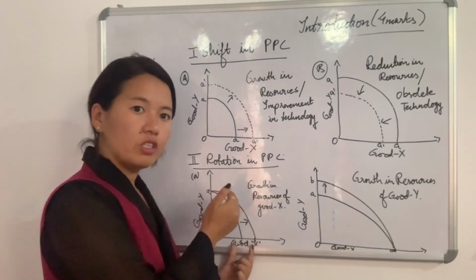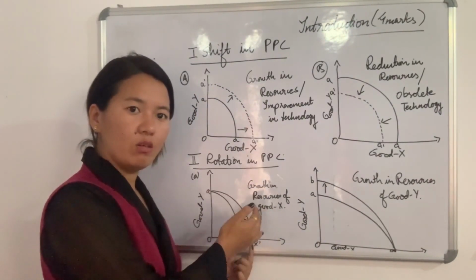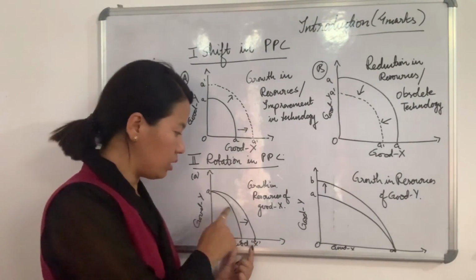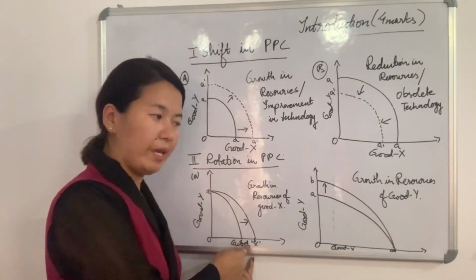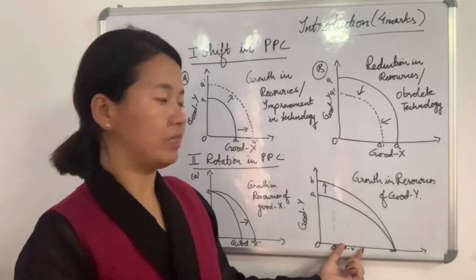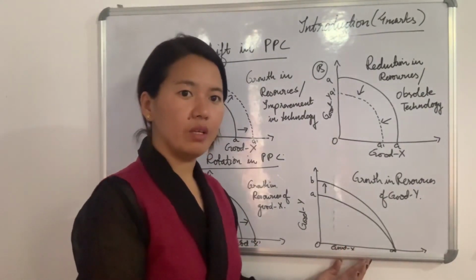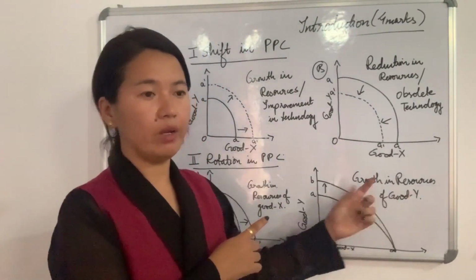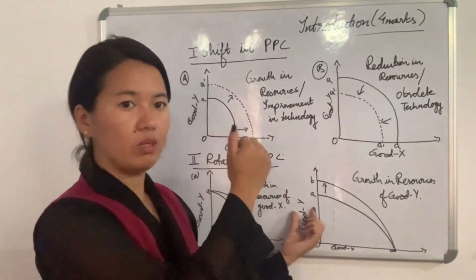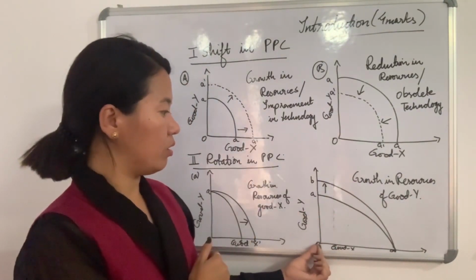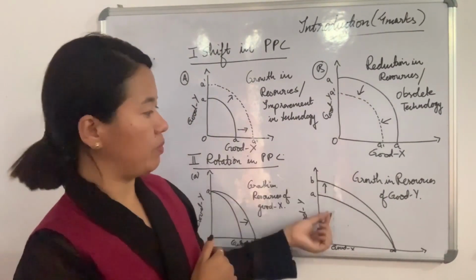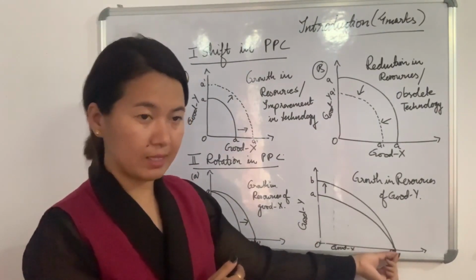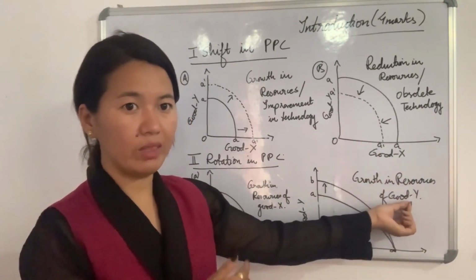And when there is a reduction in resources or an obsolete technology of good X, the PPC will rotate inward on good X. Let's go to the second diagram. In this diagram, there is growth in resources of good Y only, which means the changes will take place only in good Y. Therefore, good Y rotates upward, which means the producer is able to produce more of good Y, but the same amount of good X.